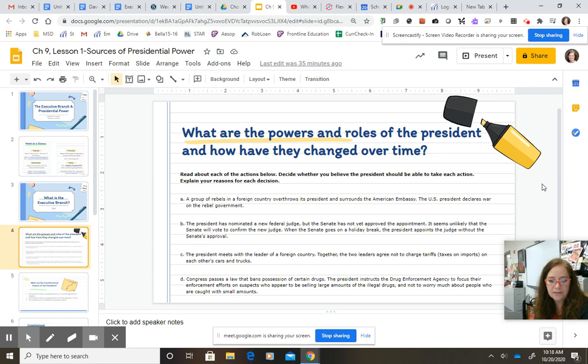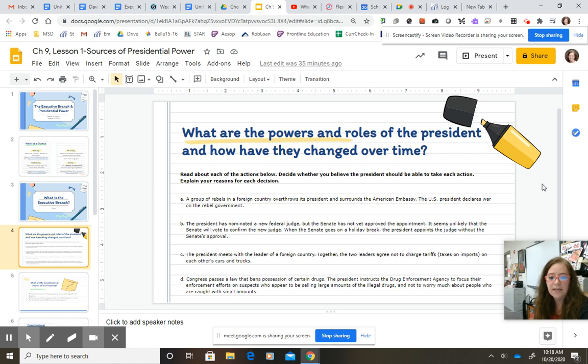All right, D, Congress passes a law that bans possession of certain drugs. The president instructs the Drug Enforcement Agency to focus their enforcement efforts on suspects who appear to be selling large amounts of the illegal drugs and not worry much about people who are caught with small amounts. Can the president do that? Yes. Okay, good.